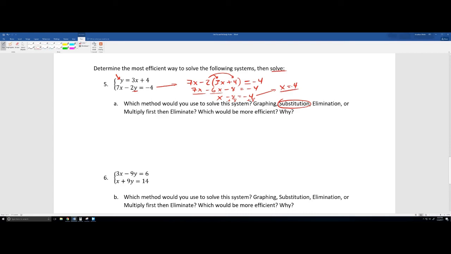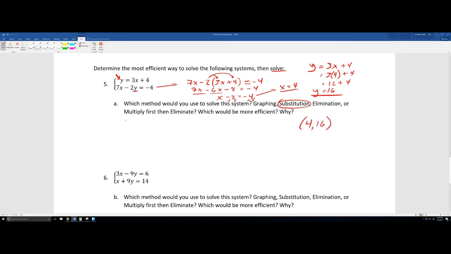Remember, I'm looking for a solution, which is really just an ordered pair. So I'm going to plug back in 4 for my x. Now like I said, they already have y isolated in the first equation. So I'm just going to go ahead and use the first equation. Y equals 3x plus 4. We already said that x is actually just 4. So 3 times 4 is 12. 12 plus 4 is 16. So look at that, y equals 16. So my solution is actually at 4, comma 16.